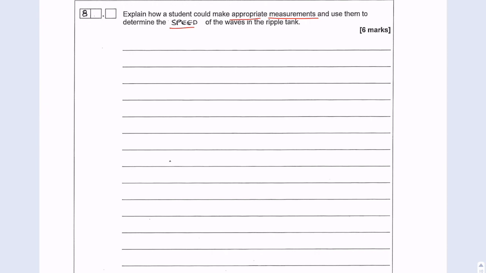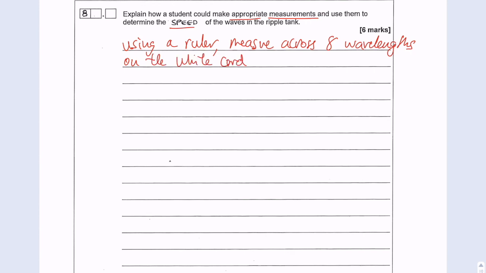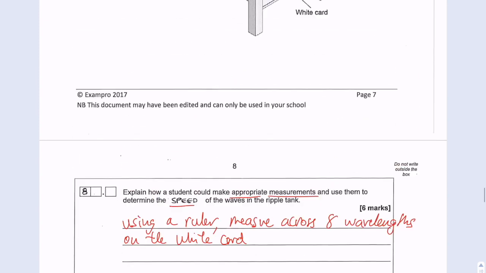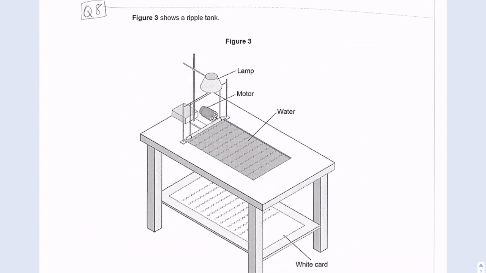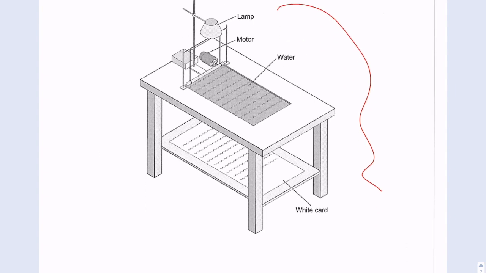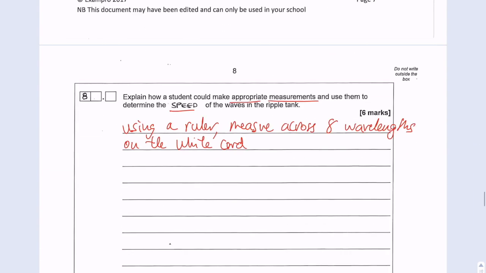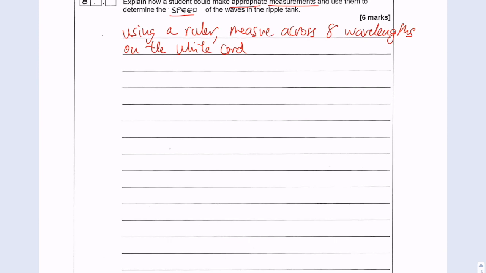Well, I would definitely say using a ruler. That's probably our most important thing. Using a ruler, we're going to measure across 8 wavelengths on the white card. You don't really have to talk about turning the thing on and making sure the light's all there, because it's all in the diagram. There's no marks for describing the diagram, right? It's all done for you. So it's not a question about what the method is. The method is pretty much given to you. You don't get any marks for describing what's going on in the actual answer. So measure across 8 wavelengths on the white card.